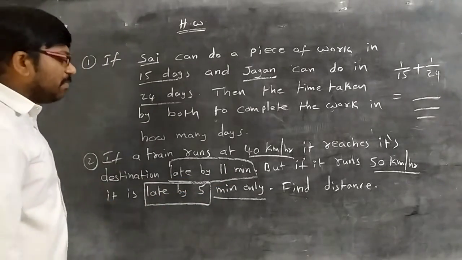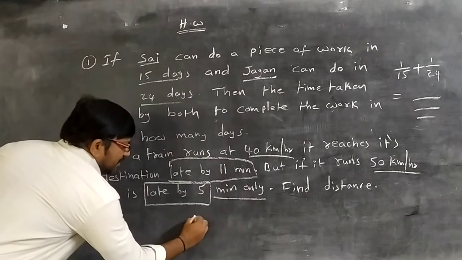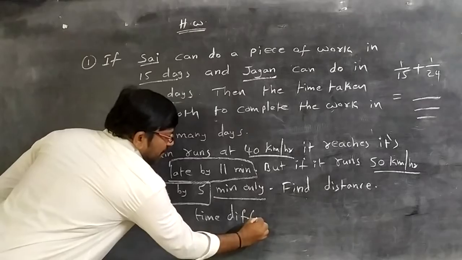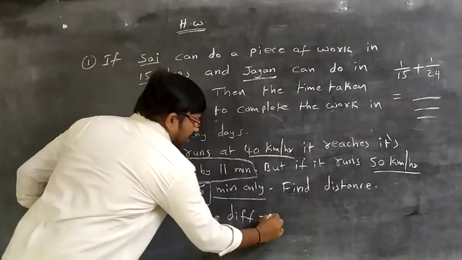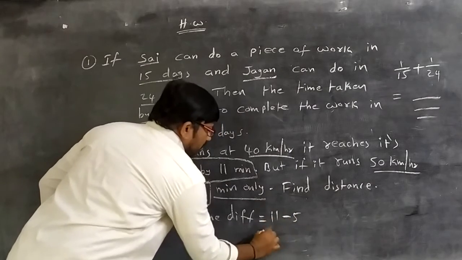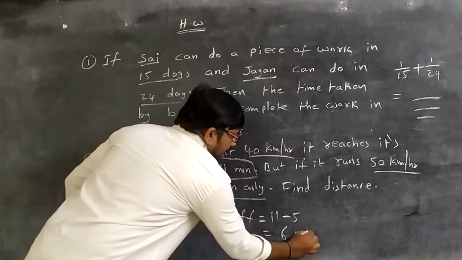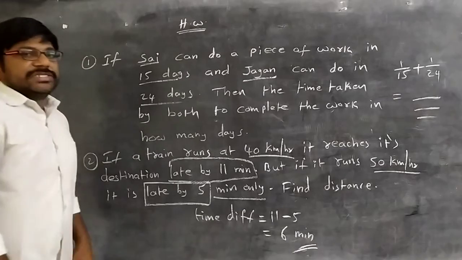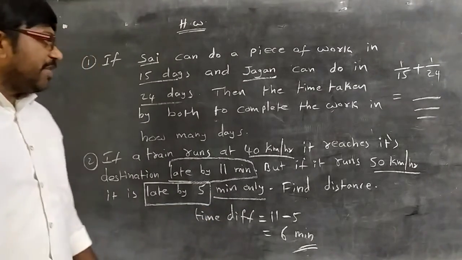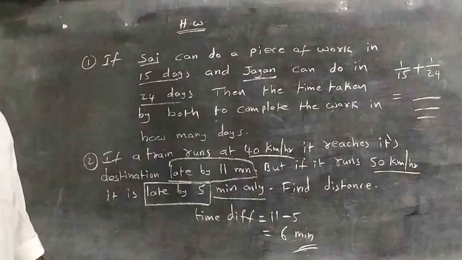So here the time difference is equal to 11 minus 5. That is equal to 6 minutes time difference. So I gave you the clue: 6 minutes time difference. Do it yourself and practice yourself.